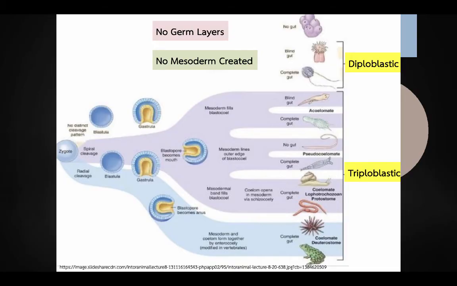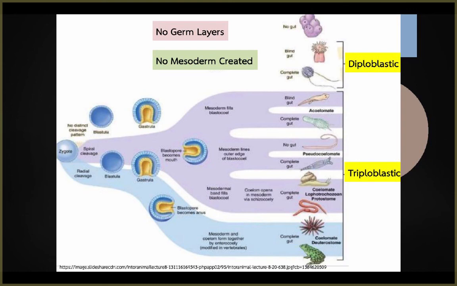Now, this is just kind of a review of what we already talked about. So we have a zygote. And if it has no distinct cleavage, you have the blastula, it goes through gastrulation, and then you can see no real mesoderm created, no germ layers. What we're going to be talking about even more next time is what if it has spiral cleavage or radial cleavage? How is that going to affect creating the mouth first or the anus first? And then from there, looking at their digestion. So we'll continue on into the triploblastic more next time, but most of what we're focusing on today is diploblastic.